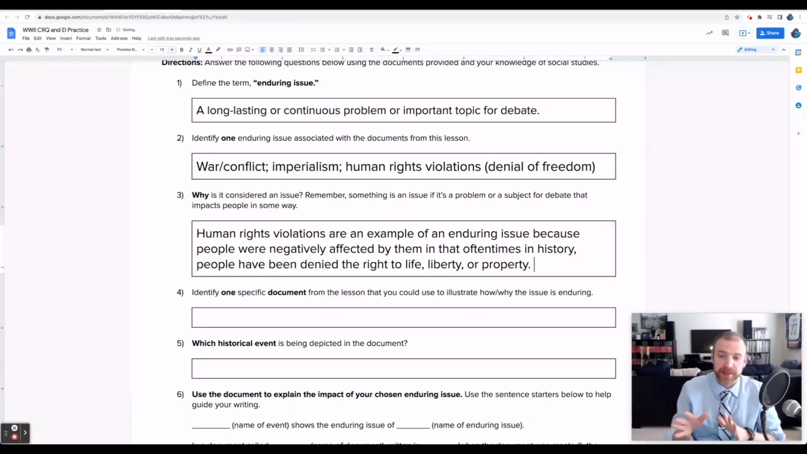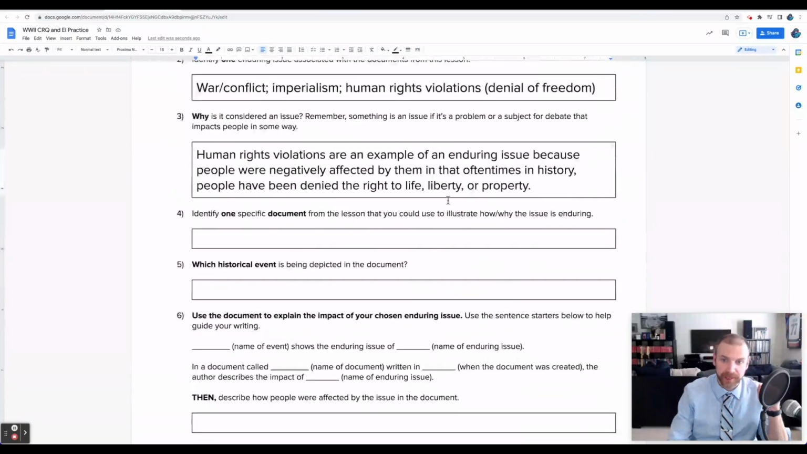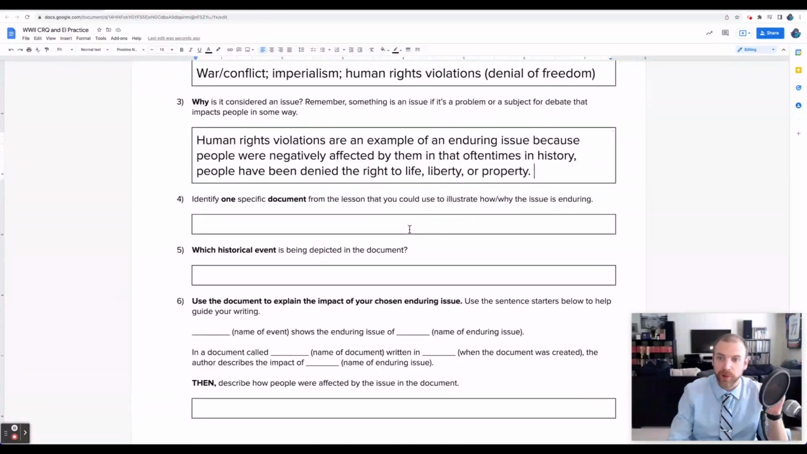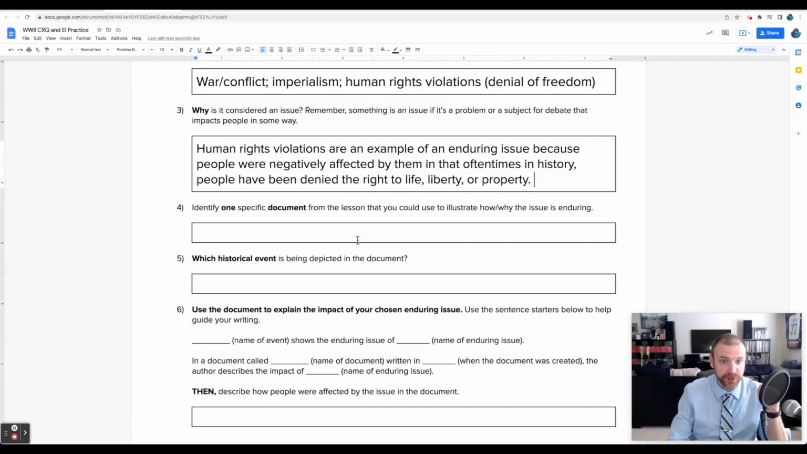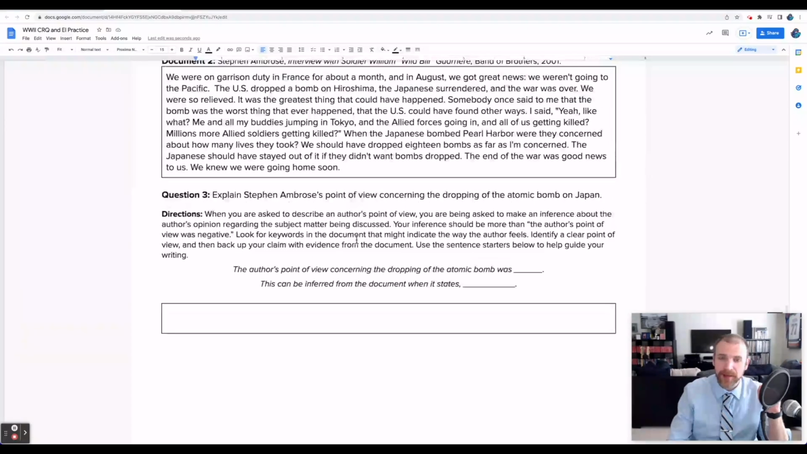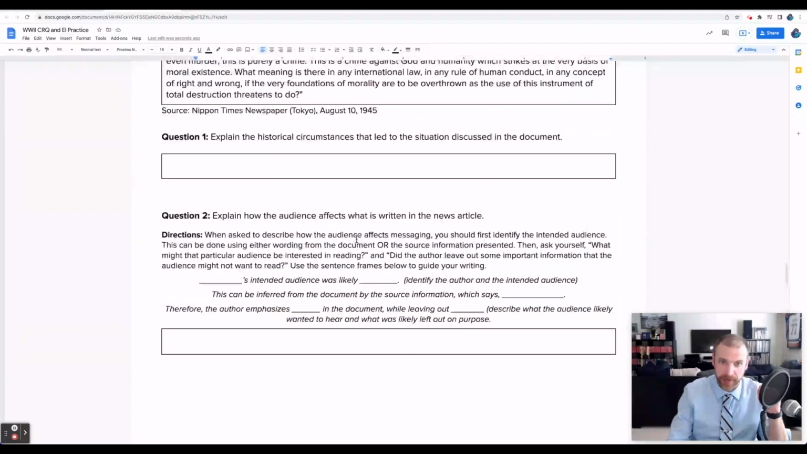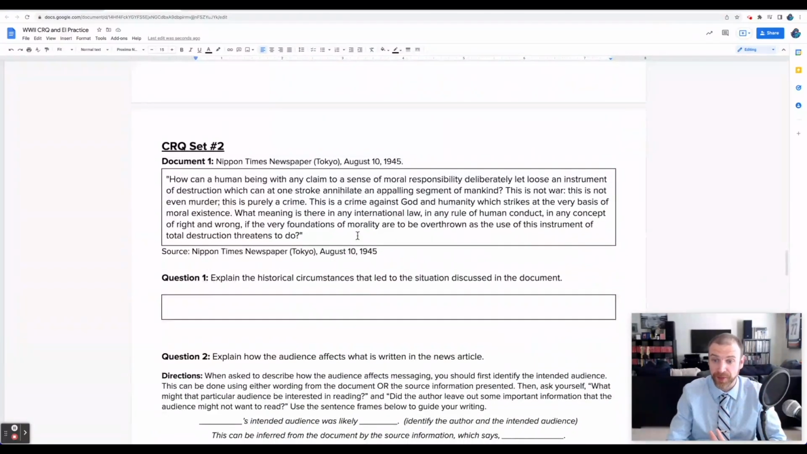In this particular case, the document about the atomic bomb is really only discussing people being denied their right to life. Other documents might talk about people being denied the freedom of speech or denied the right to assembly or to protest. In this particular case, it's just about the denial of the right to life. So identify one specific document from a lesson that you could use to illustrate how or why the issue is enduring. I will pick the document from that Tokyo newspaper, because it's calling the atomic bomb a horrible thing.